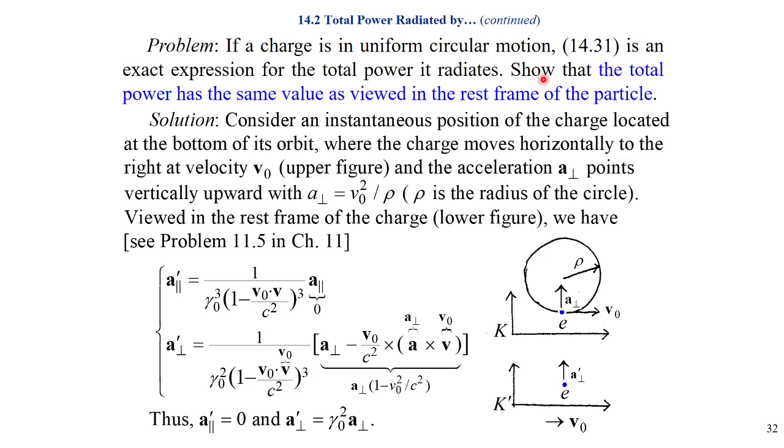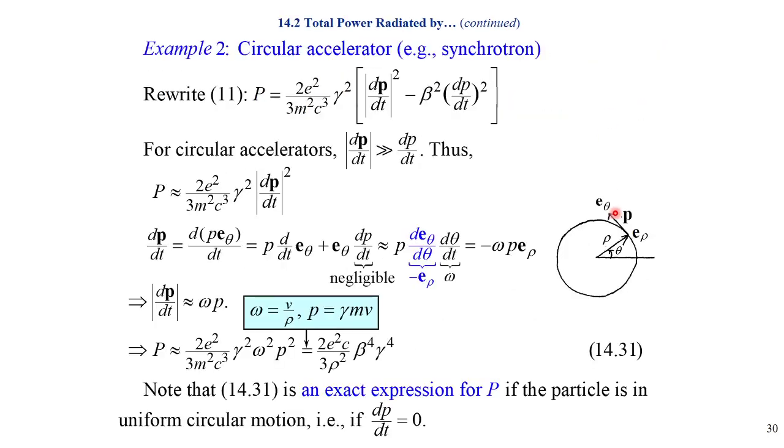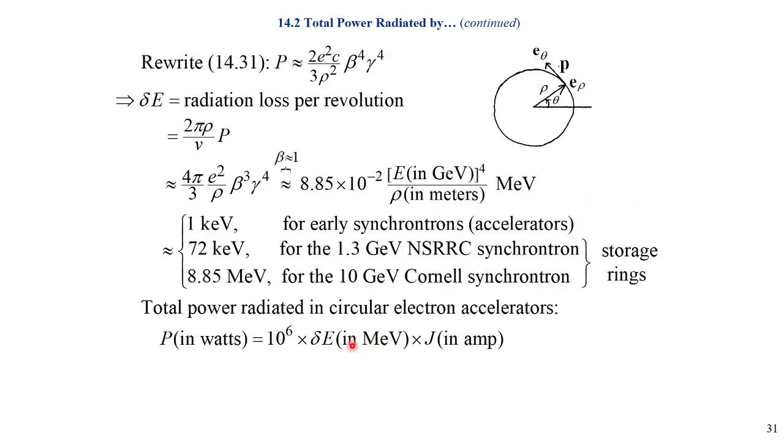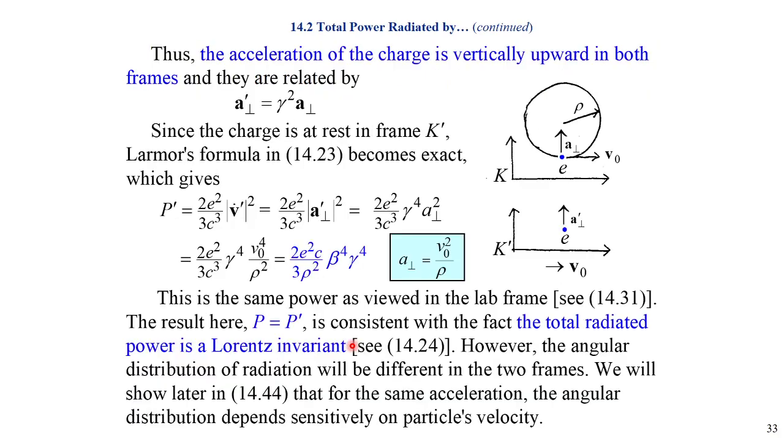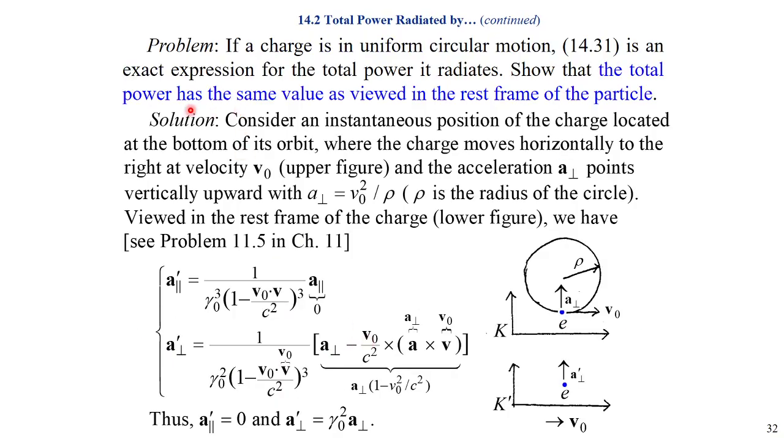Uniform circular motion shows that the total power has the same value as viewed in the rest frame of the particle. Go back to this one. That is, if we see a particle at rest, in the particle rest frame, the result will be the same as this one. Let's see. That means P will be a Lorentz invariant.